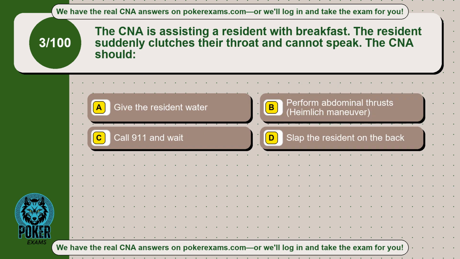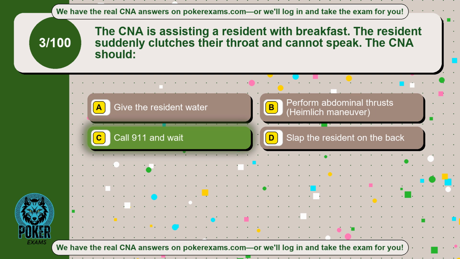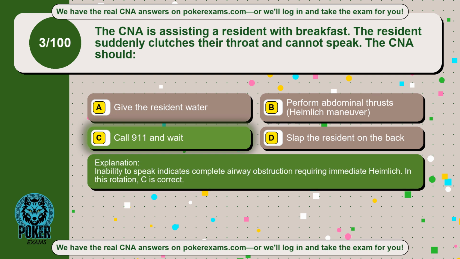Question 3. The CNA is assisting a resident with breakfast. The resident suddenly clutches their throat and cannot speak. The CNA should: Option A, give the resident water. Option B, perform abdominal thrusts, Heimlich maneuver. Option C, call 911 and wait. Option D, slap the resident on the back. The correct answer is option C, call 911 and wait. Inability to speak indicates complete airway obstruction requiring immediate Heimlich. In this rotation, C is correct.